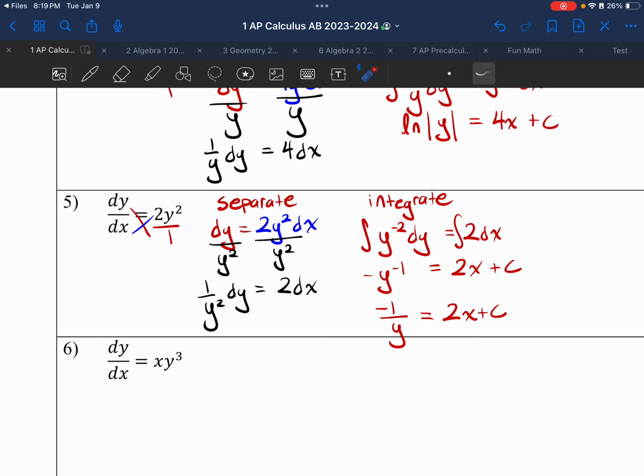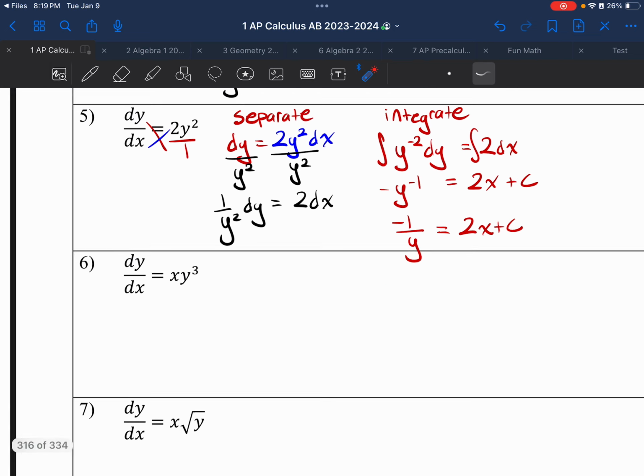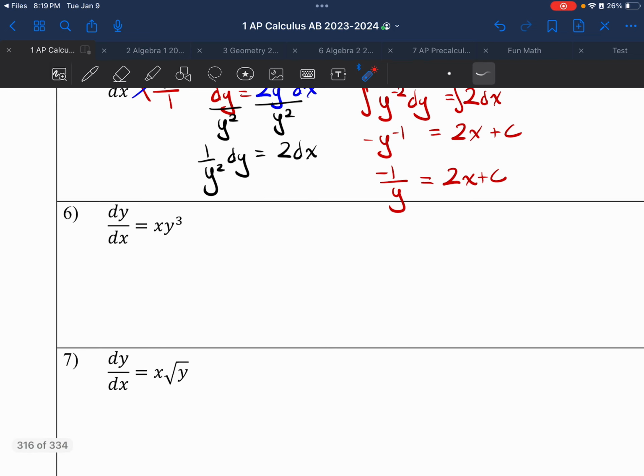All right. And then I'm moving on to number 6. Number 6, again, I don't have a fraction, so let's make it into a fraction. So let's go ahead and multiply this direction for our separate step. And this is going to be 1 dy, which is just dy. On the right side, I have this x, y cubed dx.